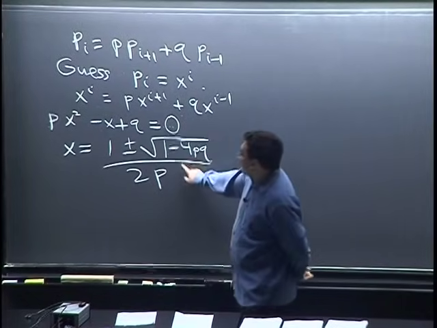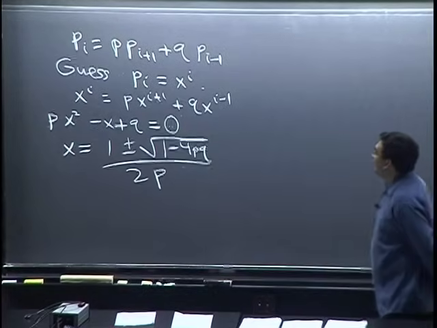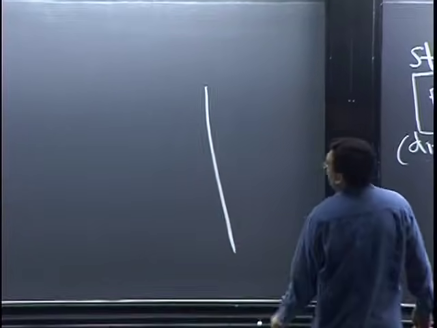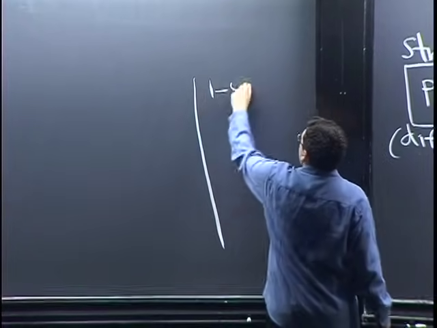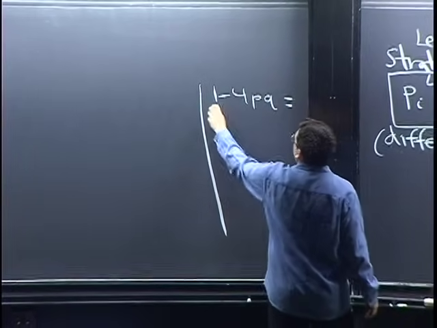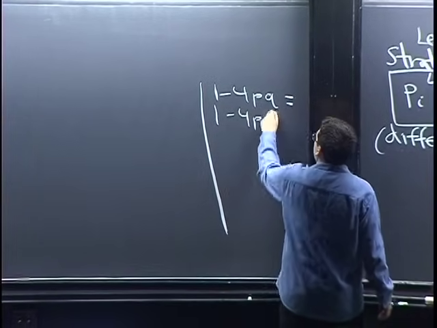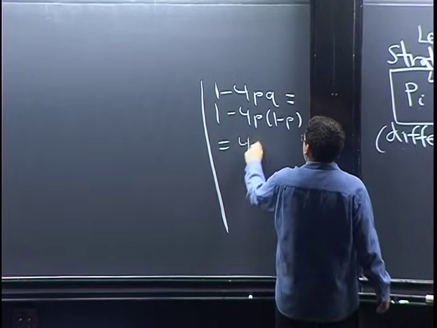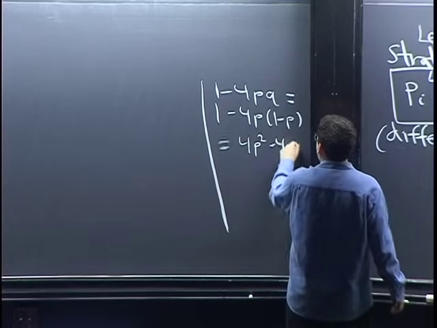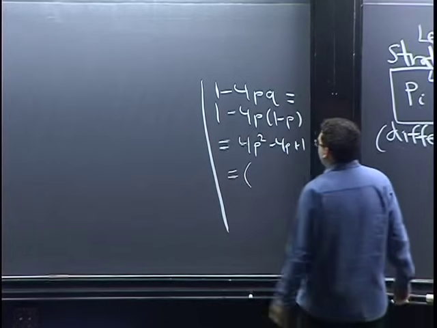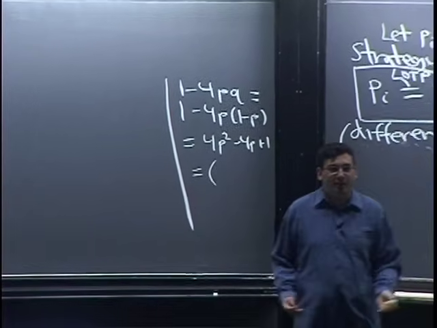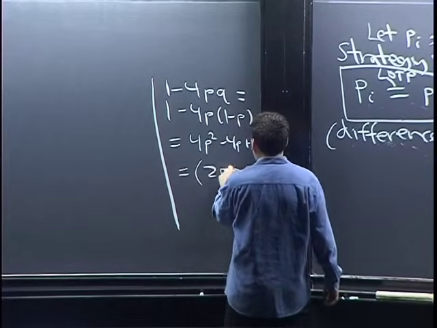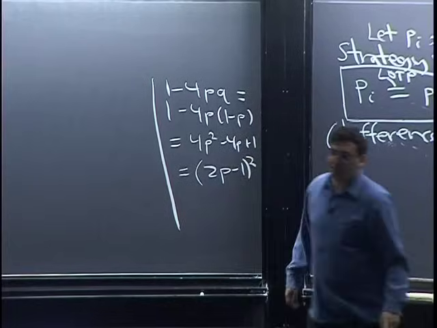First of all, this is not as ugly as it looks, because remember, q is 1 minus p. So 1 minus 4pq equals 1 minus 4p(1 minus p), which equals 4p squared minus 4p plus 1. Well, we're kind of lucky here. This is a beautiful problem. I wouldn't have chosen an ugly one. It looks ugly at first, but actually it's a beautiful problem.